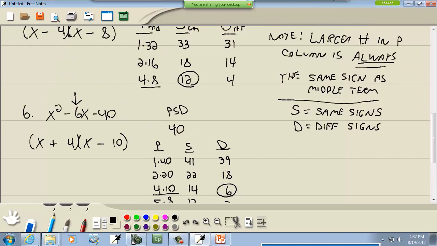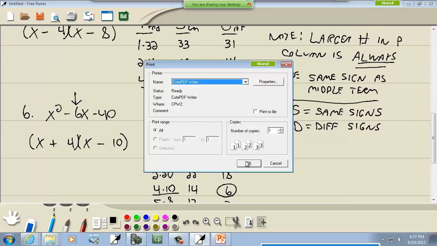And probably don't have room for the next one, so let me save that and get a new sheet going.